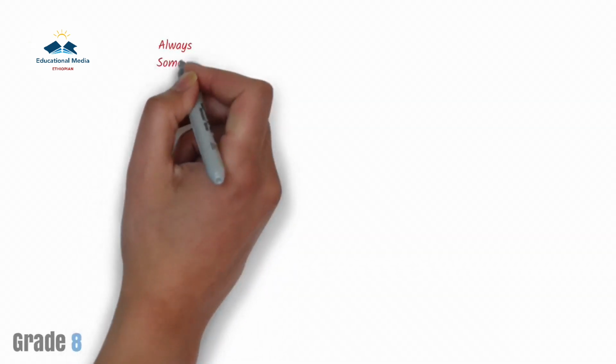Sometimes we are able to use these frequency adverbs in the case of what? Simple present tense. Not only this one, always. Sometimes. It's another adverb, right? I sometimes go to the library so as to refer to some books, some issues, some activities. So sometimes is another frequency adverb that we use in the case of simple present tense.